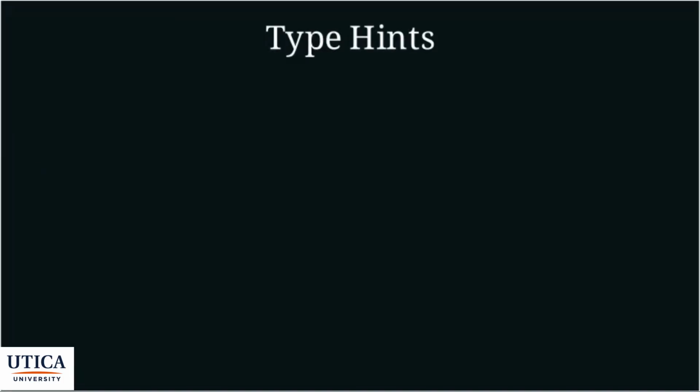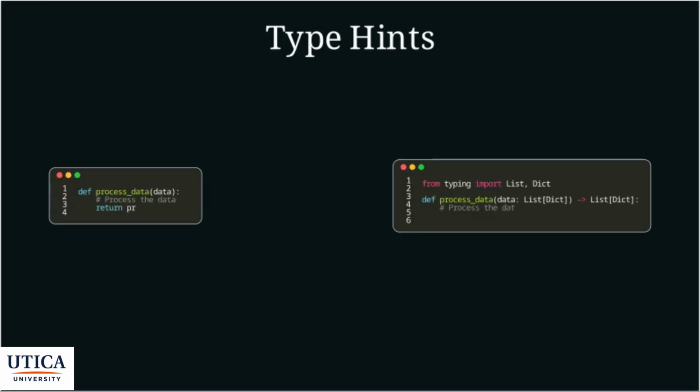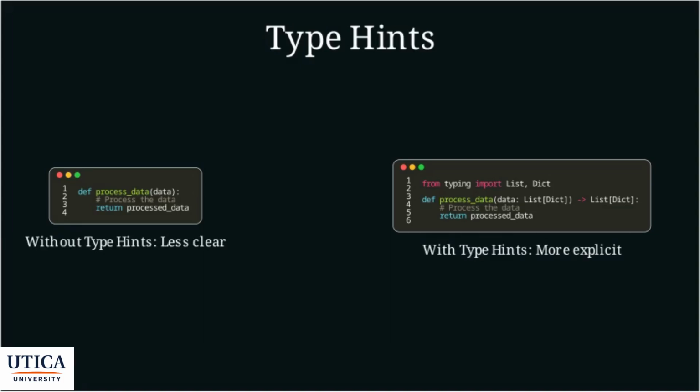Type hints are a powerful way to specify the expected data types of function arguments and return values. They make your code more self-documenting and help prevent errors. Without type hints, it's not always clear what kind of data a function expects or returns. This can lead to confusion, especially when working with complex data structures. With type hints, you can explicitly specify the data types. For example, data: List of dictionaries indicates that the data argument should be a list of dictionaries. This makes the code's intent much clearer.